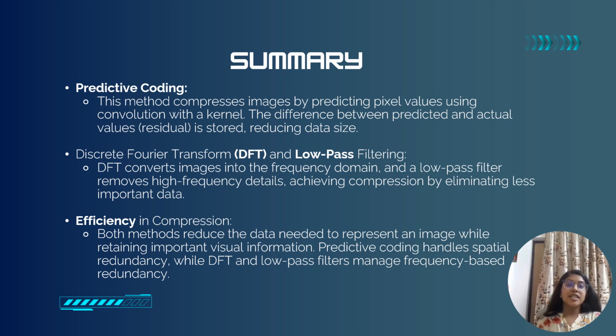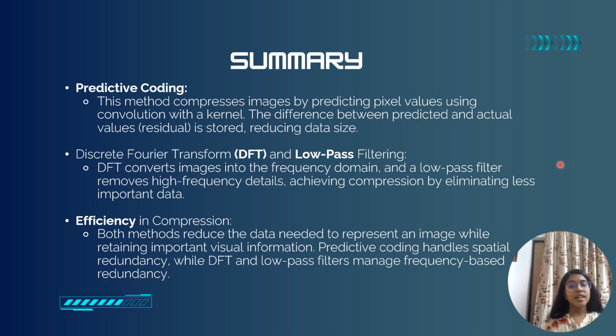So in this presentation, we mainly covered two image compression techniques. The first one was predictive coding, which involved convolution, and the second one was discrete Fourier transform, after which we performed low pass filtering in the frequency domain.